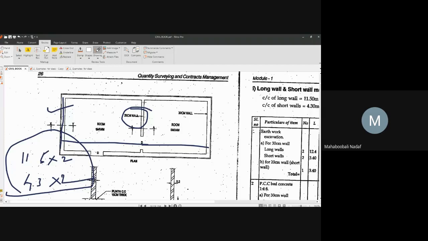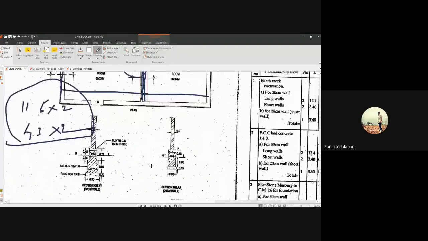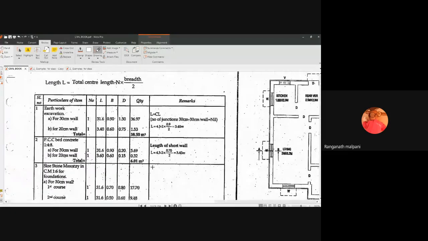For the 20 centimeter wall it is only one, no? Only this. So it is how much? 4.30, sir. Okay. Number of junctions, how many? 2, sir. 2. Okay.